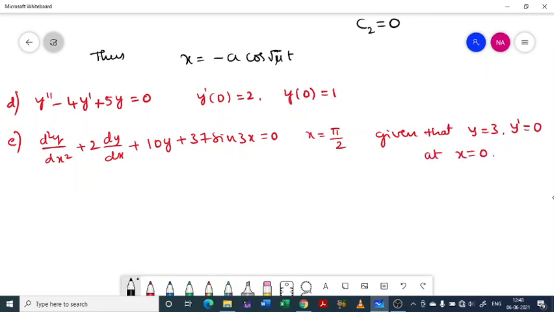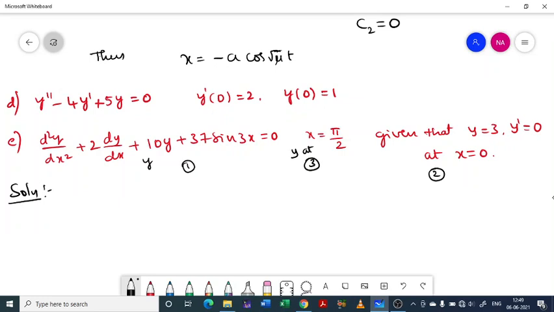Okay, so this involves 3 steps actually. First step, you have to find y for this, yc plus yp, that you have to determine. Next you have to obtain constants, that is the second step. This is the first step, finding the general solution. Second step is determining constants. Third step, you have to determine y at x equal to pi by 2.